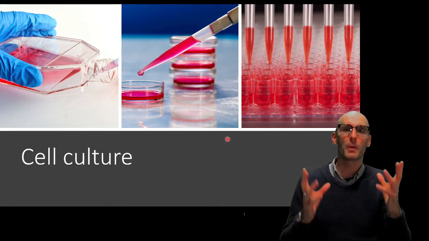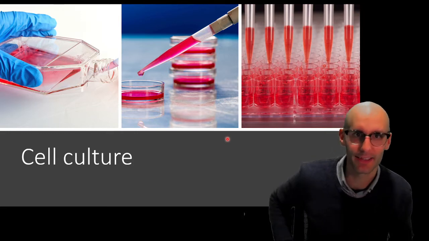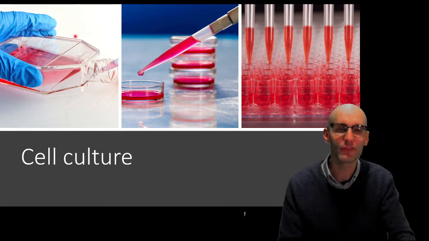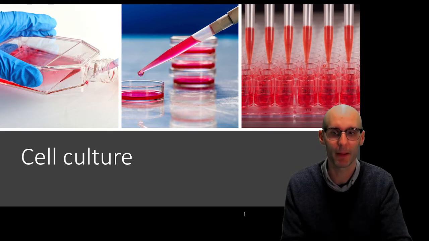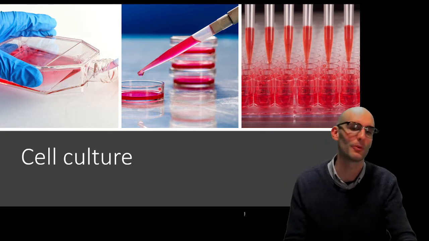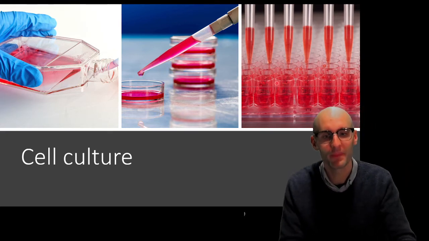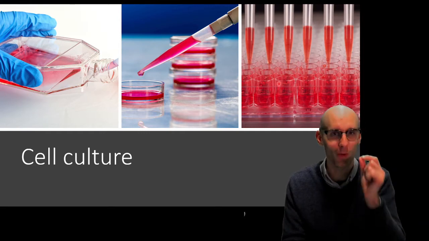So cell culture is when we grow cells in a flask, basically. We can grow them in big flasks to get a lot of cells up to a big number. We can grow them in smaller flasks if we want to do things like view them under a microscope, or we can grow them in very tiny wells in a plate.